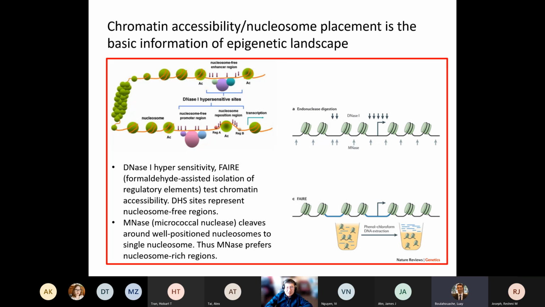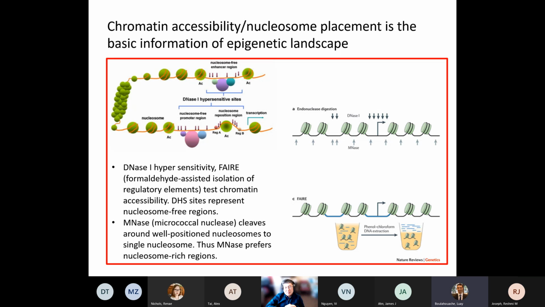Then this DNase hypersensitivity, when you cut the DNA, you will be able to find where the breakage point is. By doing sequencing, you know where the breakage point is, so you know which region is more sensitive, which region is less sensitive. So I don't understand your question exactly.